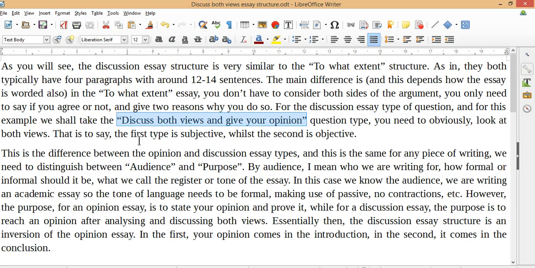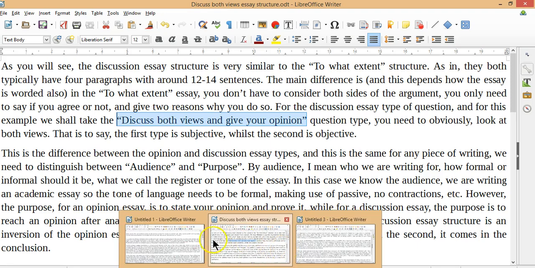Some people put it at the conclusion, so they say, okay, here's one view, here's a second view. Having considered both of these views, my opinion is blah blah blah. Doesn't make a lot of difference really, just so long as you have a clearly expressed opinion and you discuss both of the viewpoints. So let's have a look at the question.